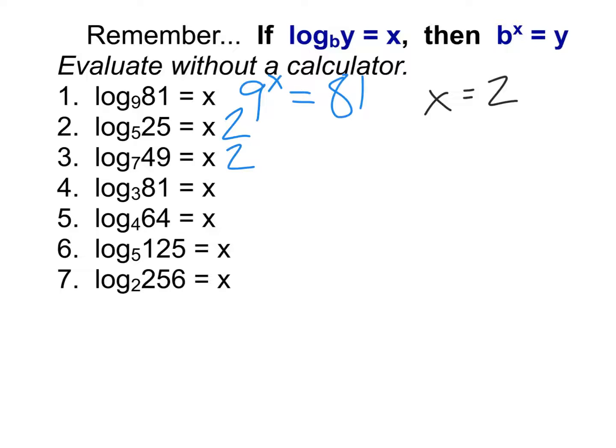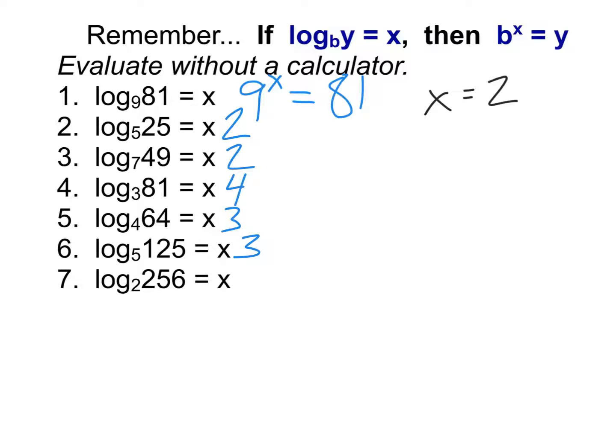Number 4, 3 to the power of what is 81? This one's not 2. Let's see here. 3 times 3 is 9. Times 3 is 27. Times 3 is 81. That was a total of 4 of them. So it's 4, yeah. 3 to the power of 4 is 81. Okay, number 5. 4 to the power of what is 64? It is 3, because 4 cubed is 64. Number 6. 5 to the power of what is 125? It is 3.